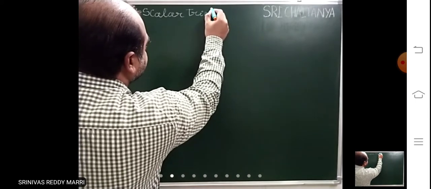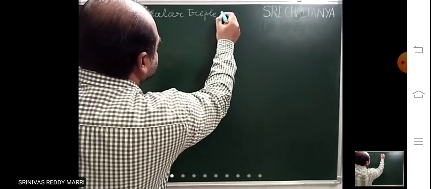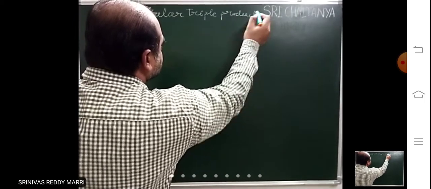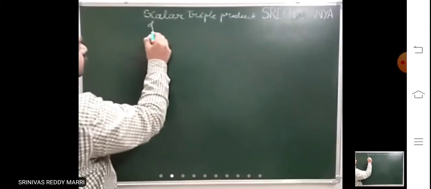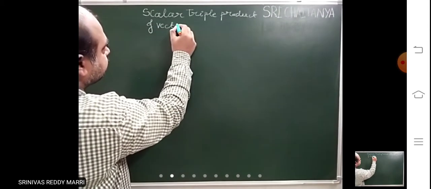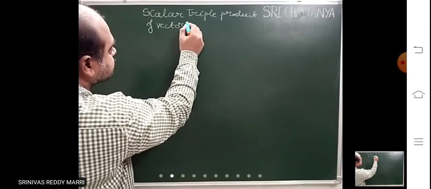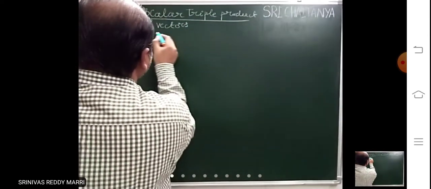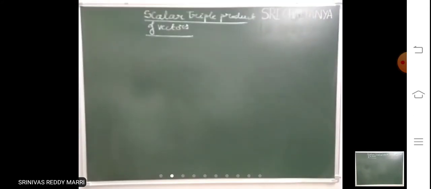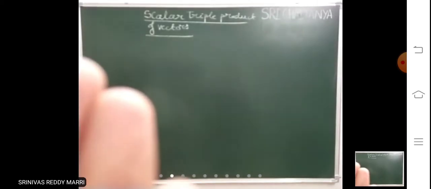Scalar triple product of vectors. That means multiplication of three vectors which will result in a scalar.